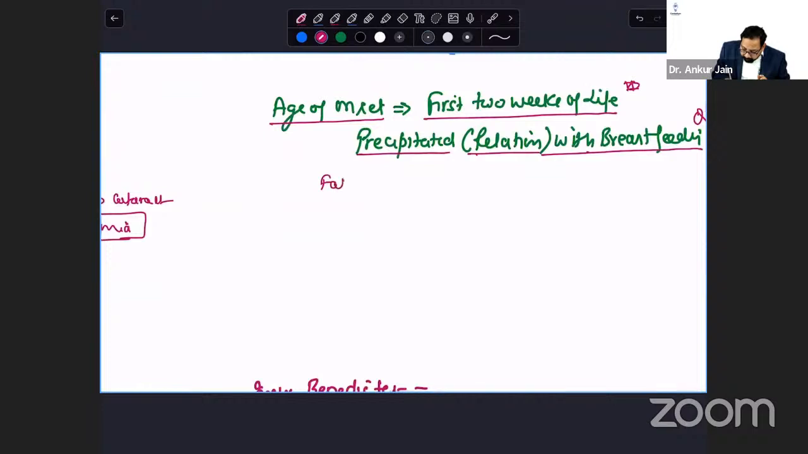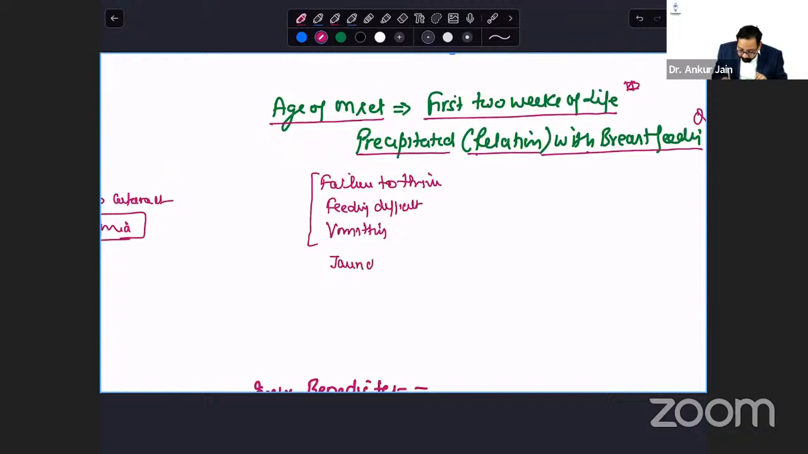Failure to thrive, feeding difficulty, vomiting. These are common symptoms of multiple metabolic disorders. Yes, if septicemia is there, even then these symptoms would be there. So these are not so specific.